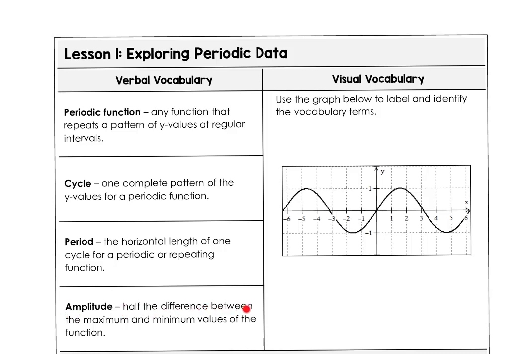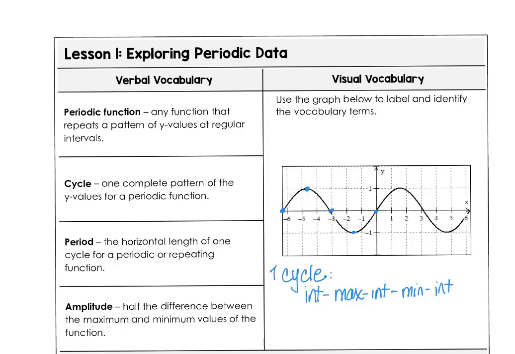half the difference between the maximum and the minimum values of the function. Let's use this picture here as a way to label that vocabulary. First, you notice the cycle where we started with an intercept, a maximum, an intercept, a minimum, and an intercept. That would be the cycle, the complete pattern. Intercept, maximum, intercept, minimum, and then finishing with an intercept.